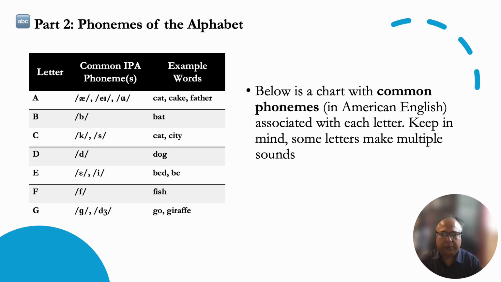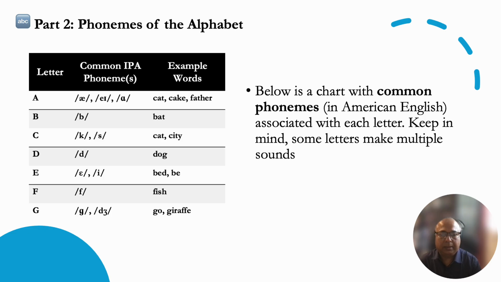Okay, so phonemes of the alphabet. You see A, B, C, D, E, F, G. These are letters. And in IPA, in the International Phonetic Alphabet, they are transcribed differently. So you can see that there is only one letter, but there are 3 different phonemes. It depends on where they appear in a word. Cat, cake, and father.